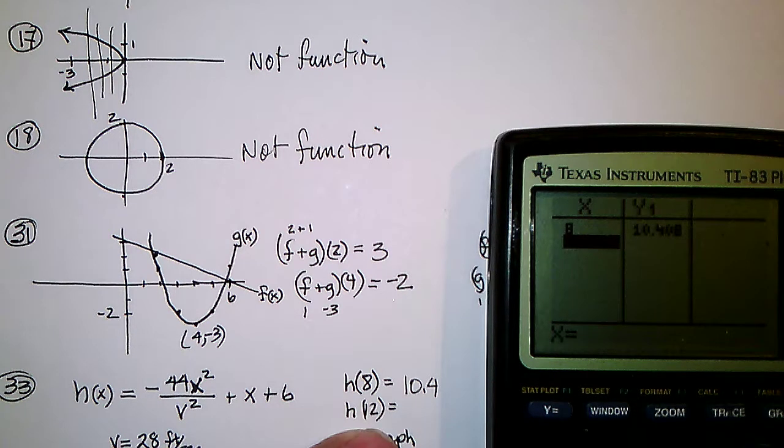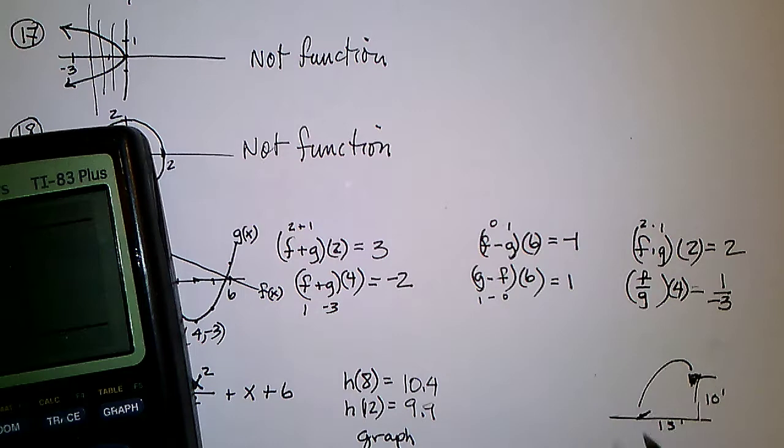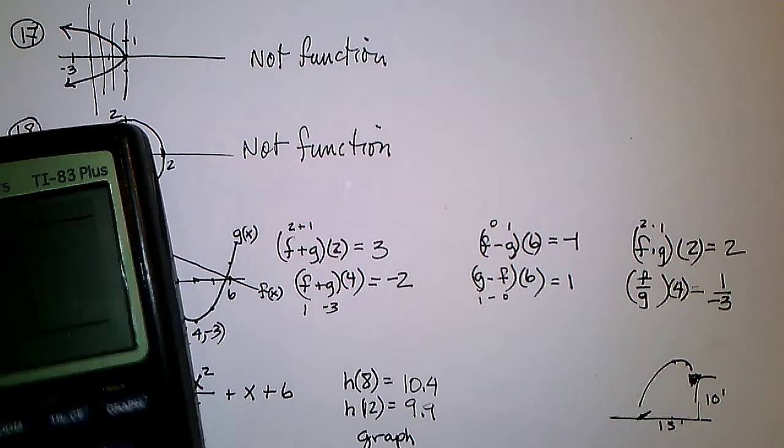It says, what's the height at 12 feet? So I type in 12, and it says it's 9.9 feet. So at 8 feet, it's at 10.4. At 12, it's 9.9. So it's on its way down. Now it says graph it.